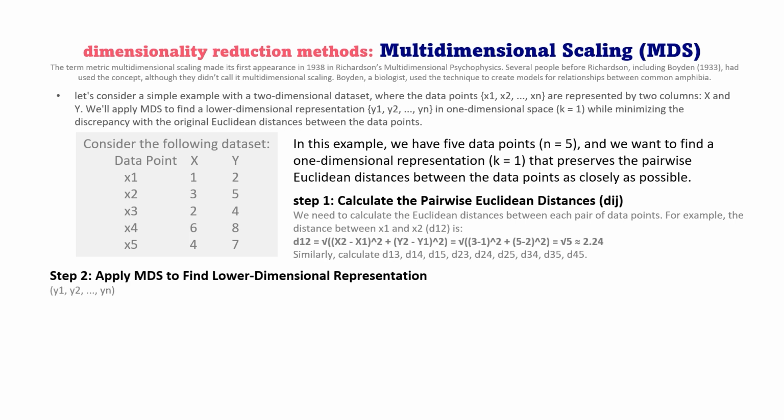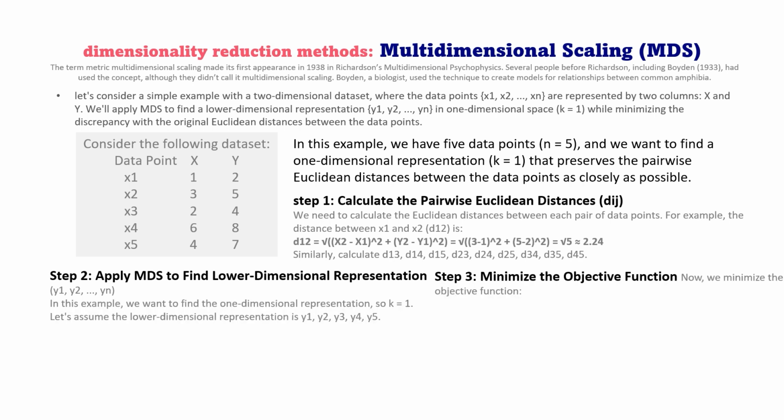Now it's time to move on to step 2. Step 2 is to apply MDS to find lower dimensional representations, which are y sub 1, y sub 2, y sub 3, and so on, up to y sub n. In this example, we want to find the one-dimensional representation, so k is equal to 1. So let's assume the lower dimensional representations are y sub 1, y sub 2, y sub 3, and so on, up to y sub 5.